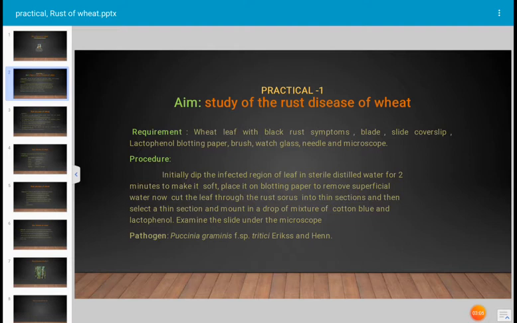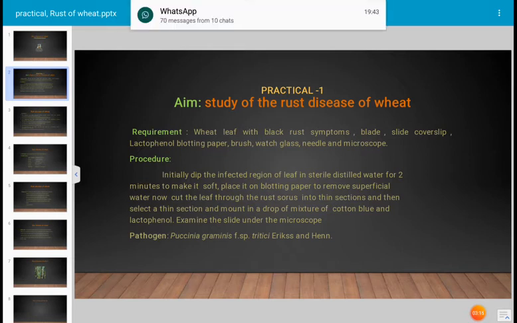The disease is caused by Puccinia graminis f. sp. tritici. It is an obligate parasite. It is very difficult to isolate in the laboratory because it is an obligate parasite. It requires a living host plant for its survival. Therefore, it is not possible to isolate it in the laboratory.